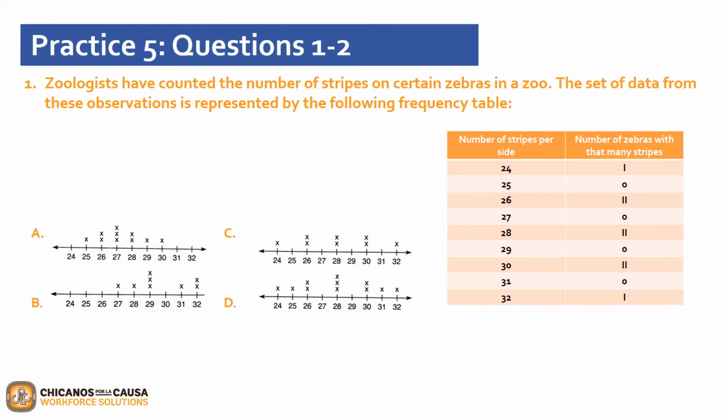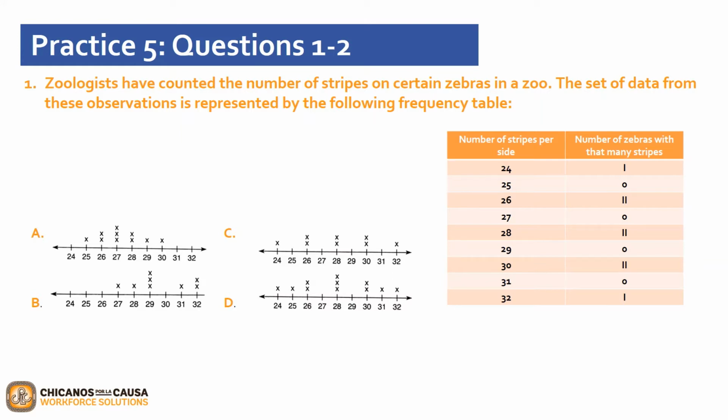So we can actually go ahead and determine which ones are not the right answer, even by just looking at the first bit of information on the frequency table. So we can see that for the first one, the first set of information on the row, we have 24 stripes per side, with only one zebra having that same number of stripes.